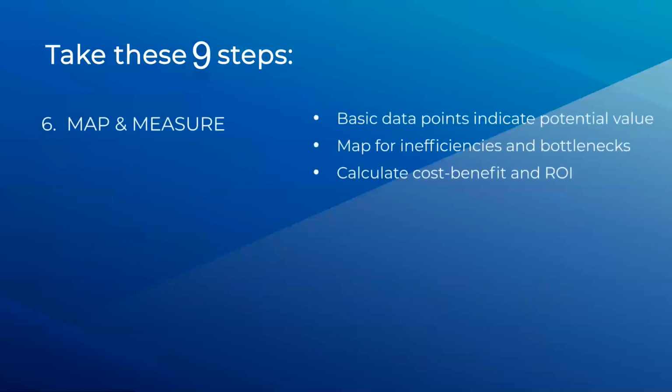6. Mapping and measuring. Measuring basic data points in the process, such as average handling time and volume, gives a good indication of how much time is dedicated to it over a given period. It's also useful to note seasonal impacts. By mapping out the process with an owner, your team can calculate the effort required to automate it.